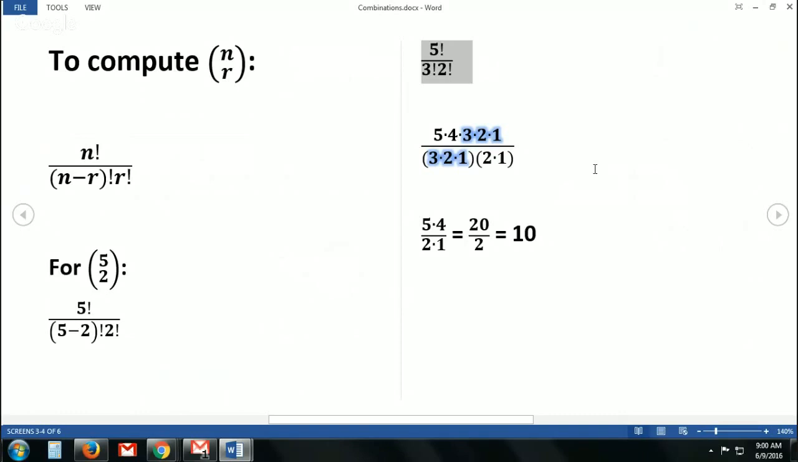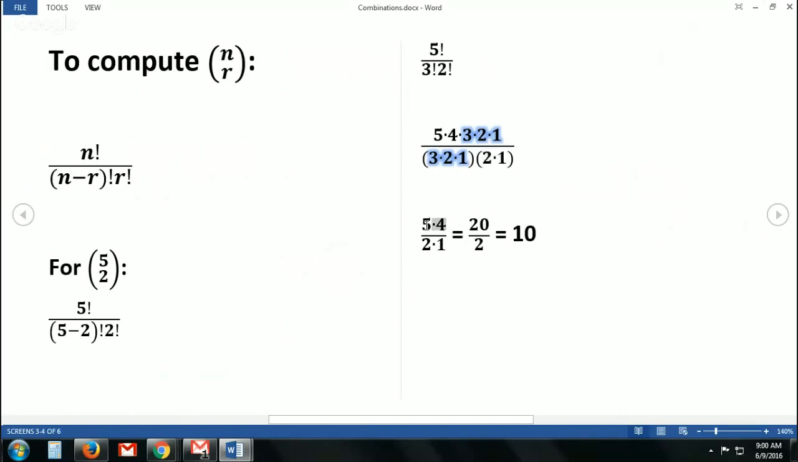Now remember, what 5 factorial means is 5 times 4 times 3 times 2 times 1. On the bottom, 3 factorial means 3 times 2 times 1. Notice with the things that are highlighted, since all of these things are being multiplied together, I can do some canceling here. Everything that has been highlighted can cancel with the things on the bottom that have been highlighted. This would leave me on the top just 5 times 4, and on the bottom just 2 times 1.